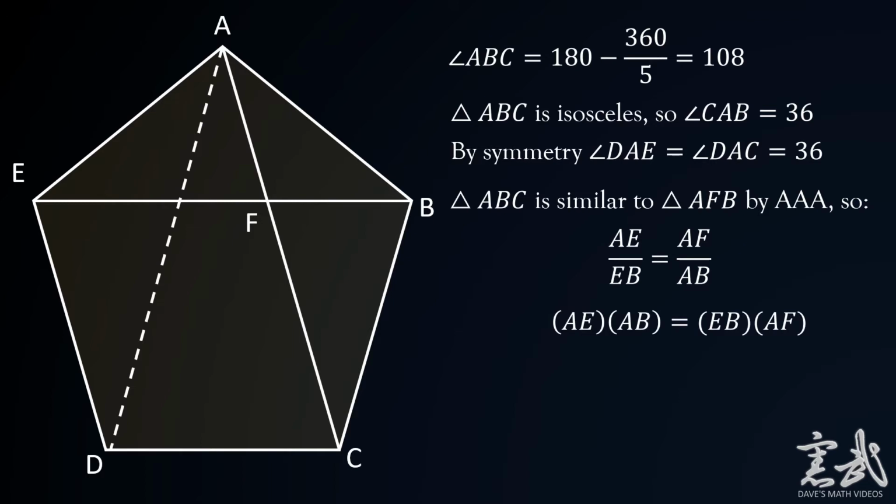Cross-multiplying gives us AE times AB is equal to EB times AF. Since AE and AB are in fact the same quantity, we can write this as AB squared is equal to EB times AF. And since AF and FB are the same quantity, we can write this as AB squared is equal to EB times FB.